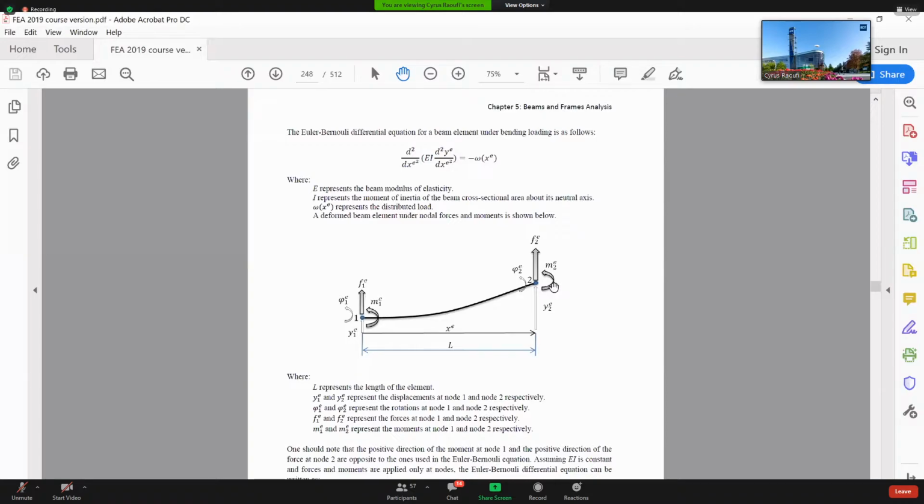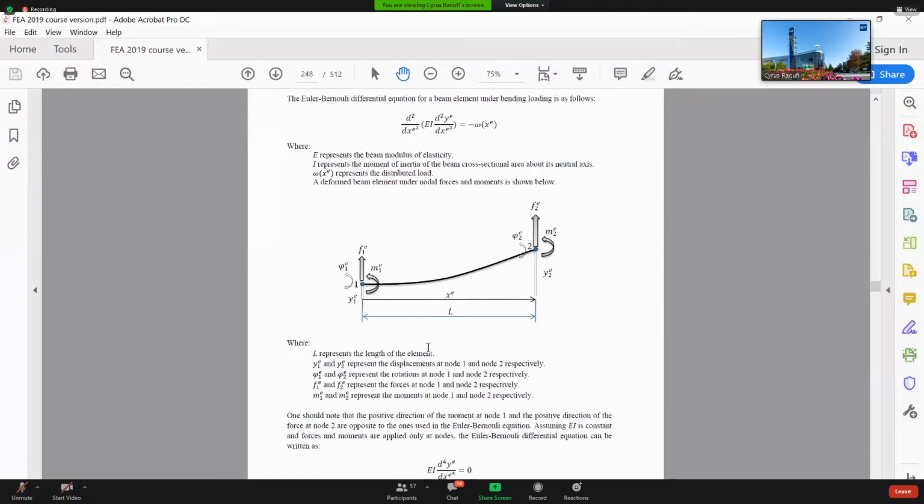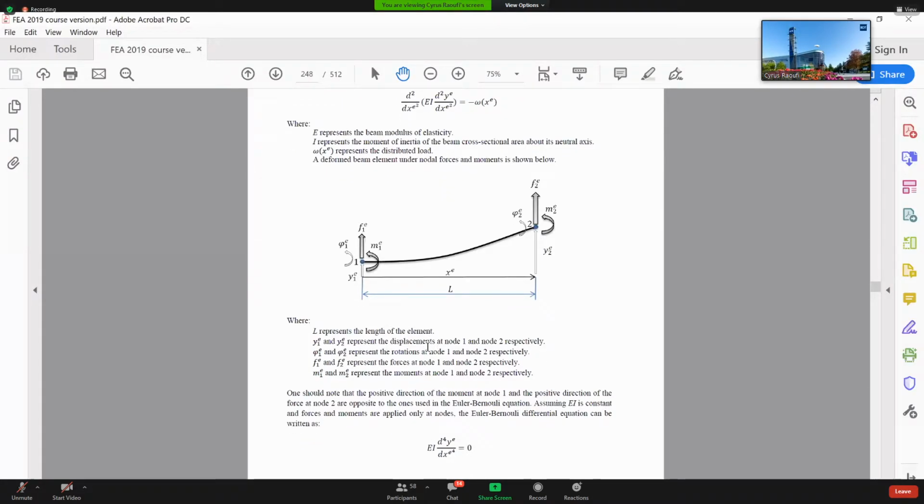When you're talking about beam, we have force and we have bending moment, not always, but in general. Then we have M1 representing bending moment applied to this beam at node 1, and M2 represents bending moment applied to node 2. One should note that the positive direction of the moment at node 1 and the positive direction of the force at node 2 are opposite to the one used in the Euler-Bernoulli equations. We are going to consider those as positive.